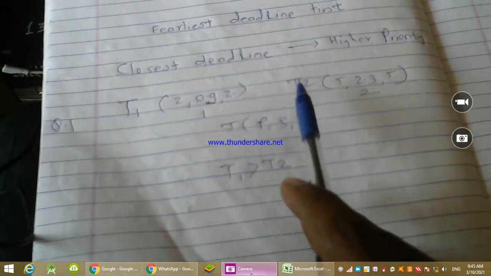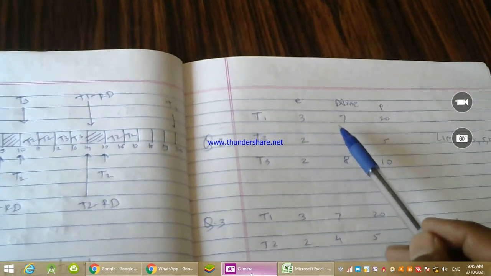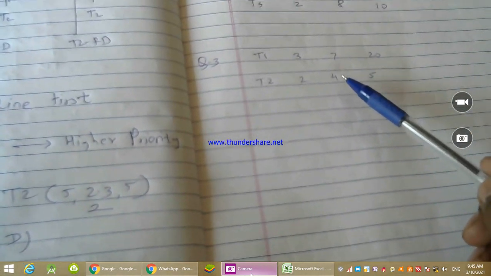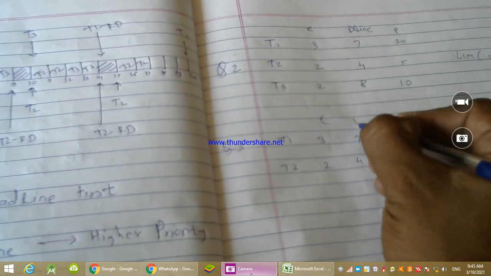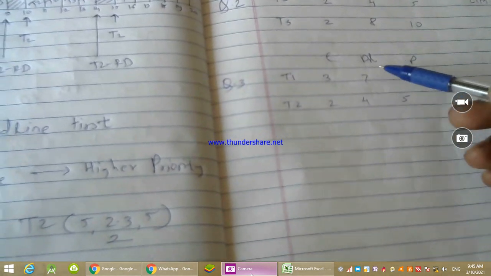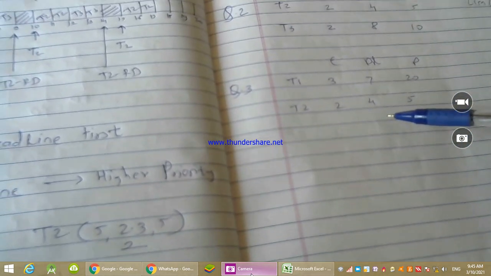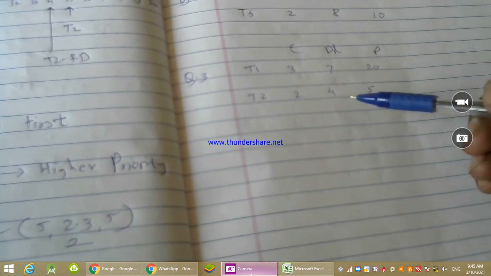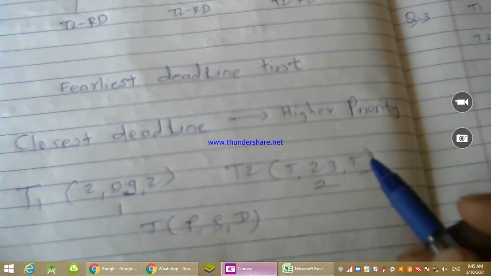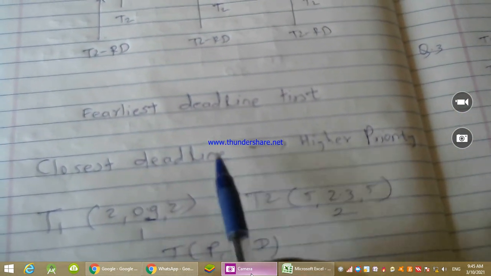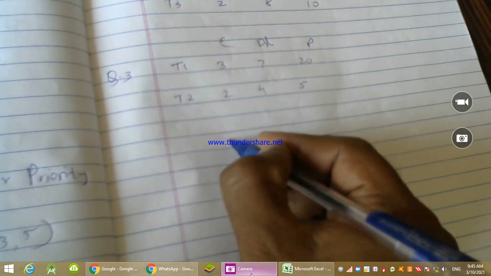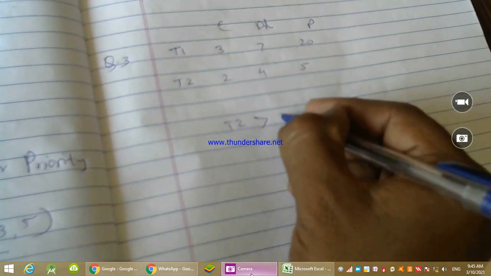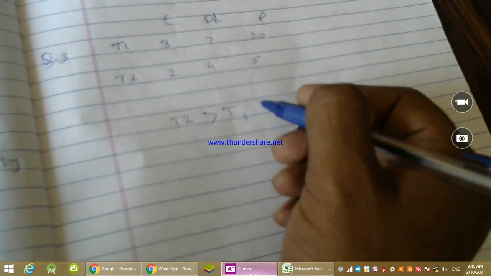Here is an example that you can solve. Here is another example that you can solve. Here is the example that we are going to solve. This is E, this is DL, and this is P. DL stands for deadline, the time by which we have to complete that particular task. Let's start to solve, as we have experience solving these. How can we decide the priority? Closest deadline, higher priority. Here, which has the closest deadline, T2 or T1? T2.